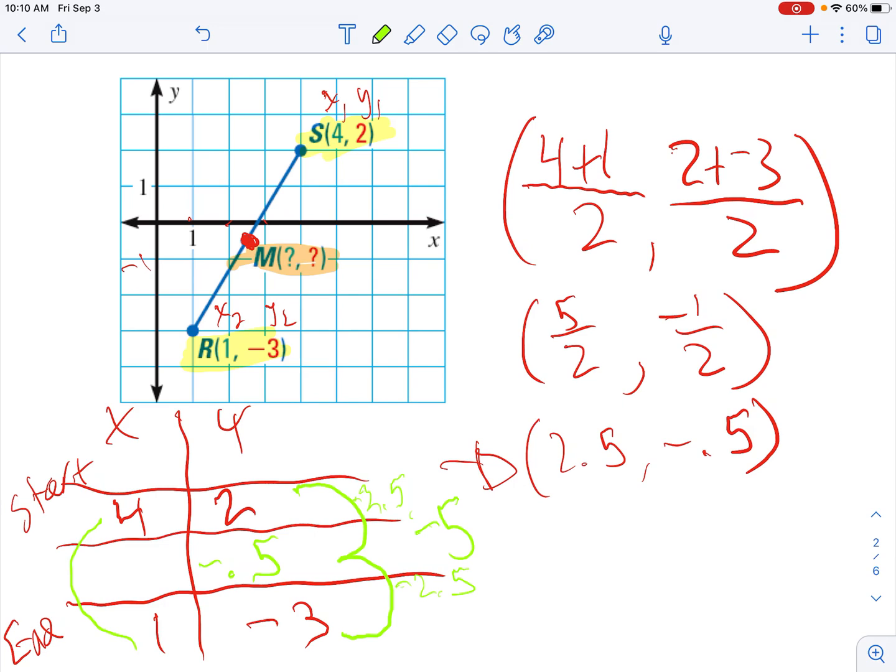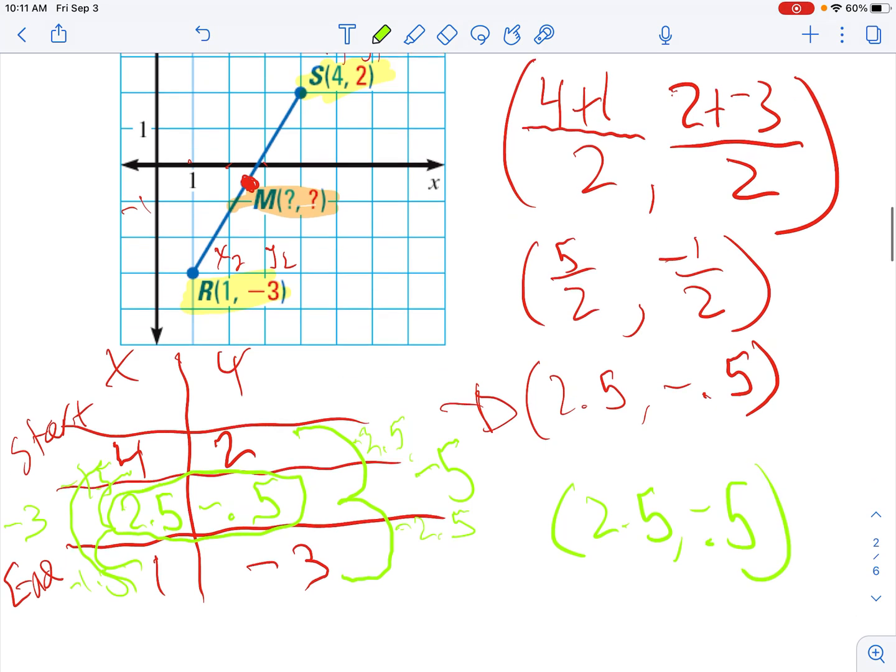Over here, I go from 4 to 1. That's a difference of subtracting 3. But if I need to do equal jumps, if I have a total of subtracting 3, that means I need to subtract 1.5 each time. So 4 minus 1.5 is 2.5. 2.5 minus 1.5 is 1. And you'll notice we get the exact same answer, 2.5 and negative 0.5.